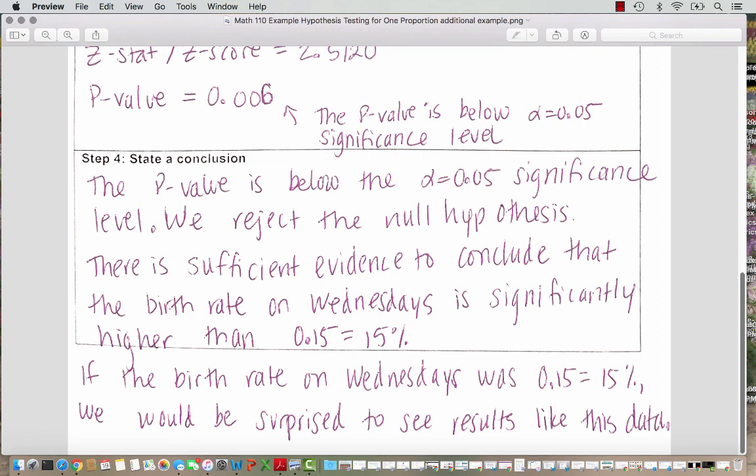Another way we could interpret this is to say if the birth rate on Wednesdays was 0.15 or 15%, we would be surprised to see results like what we saw in this data from the sample of 235 births randomly selected at the hospital.